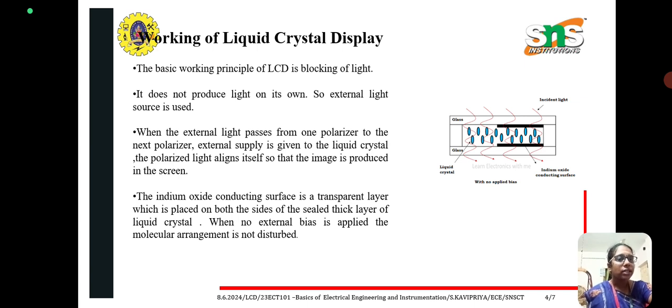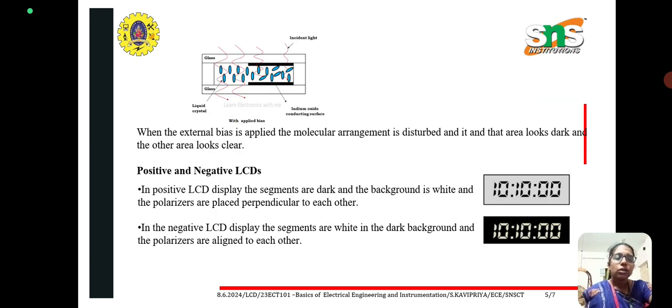The indium oxide conducting surface is a transparent layer which is placed on both sides of a sealed thick layer of liquid crystal. When no external bias is applied, the molecular arrangement is not disturbed. When an external bias is applied, the molecular arrangement is disturbed and the particular area looks dark and the other area looks clear. And we have two types of LCD.